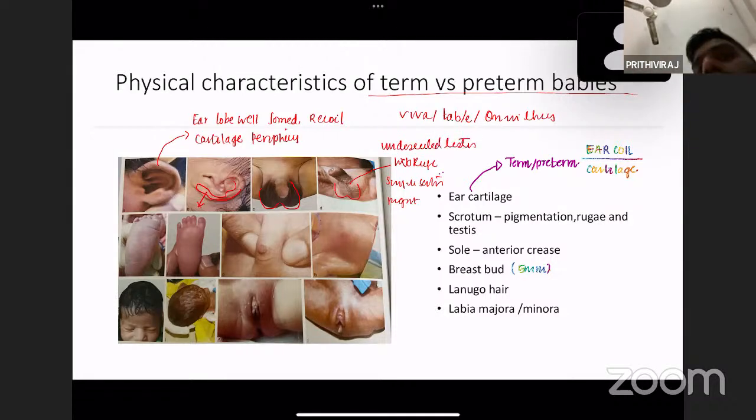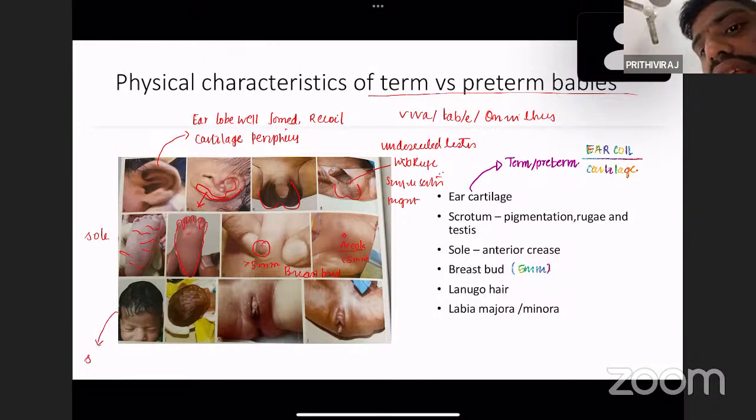Right? About the sole, you will see a well demarcated anterior crease in a term baby, whereas there is just a faint mark or reddish hue in preterm babies, right? And when I come to the breast bud, it is well formed and more than 5 mm in a term baby, whereas in a preterm baby it is very faint. There is no areola or no breast bud, not even 5 mm.